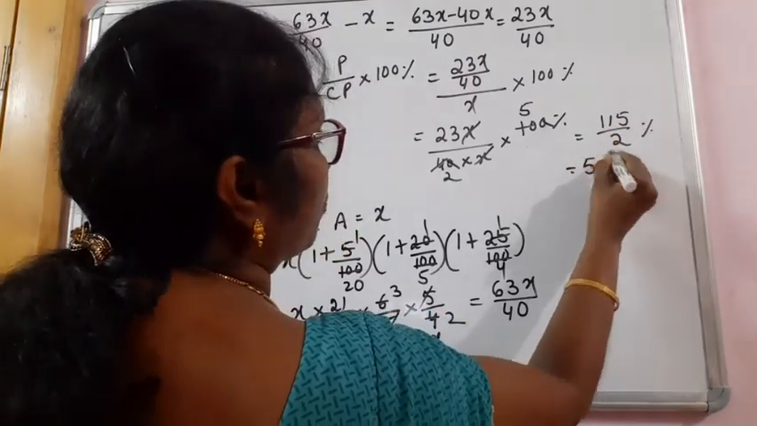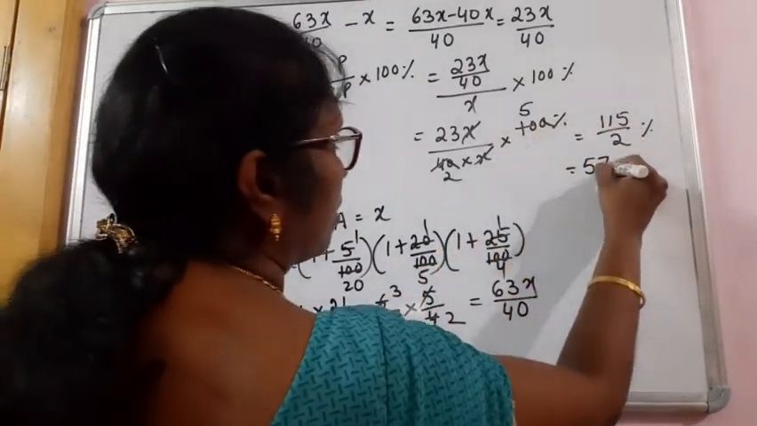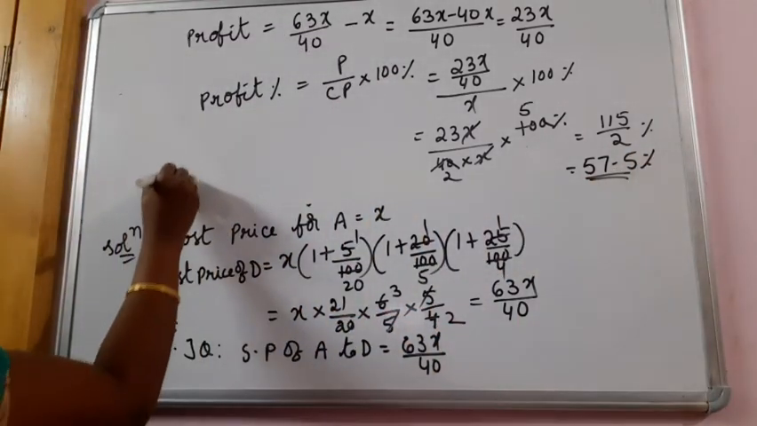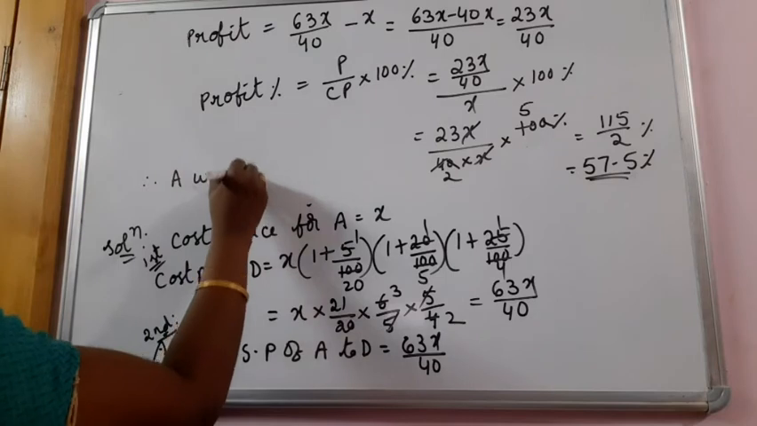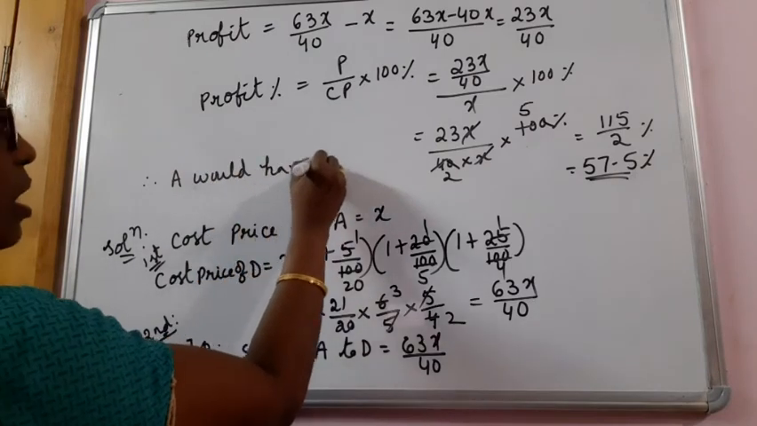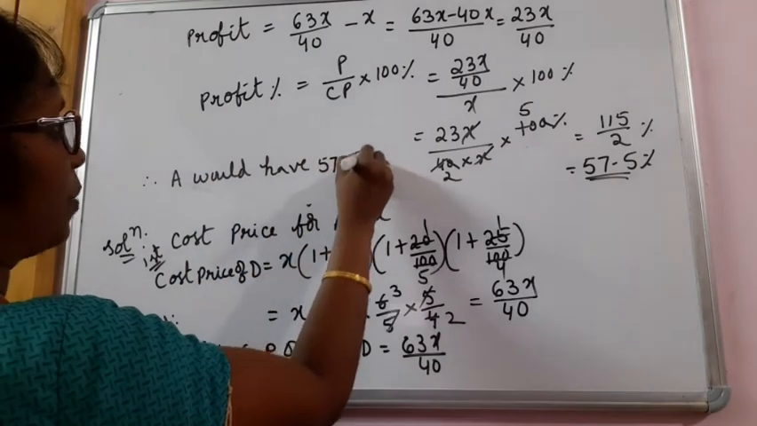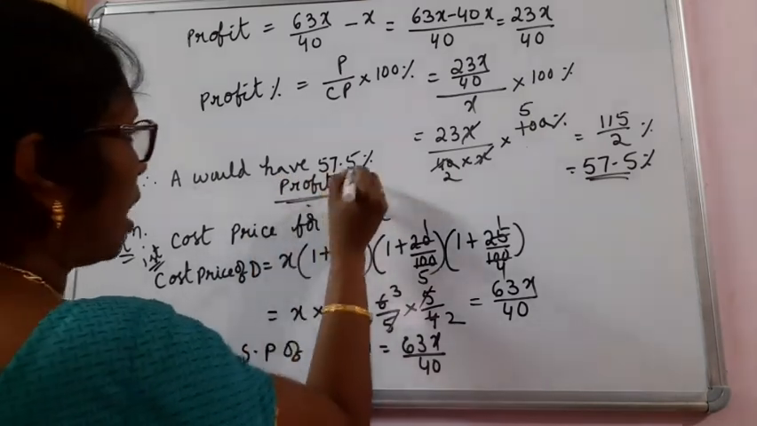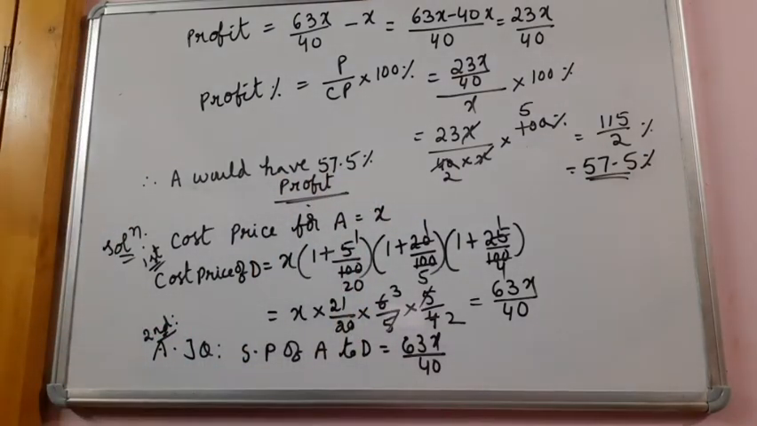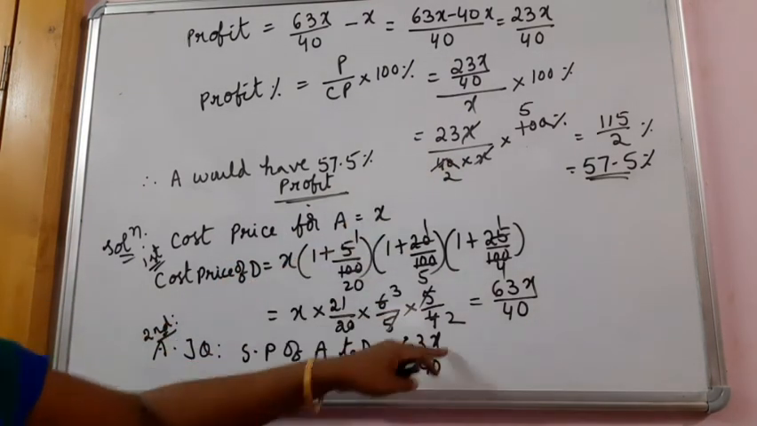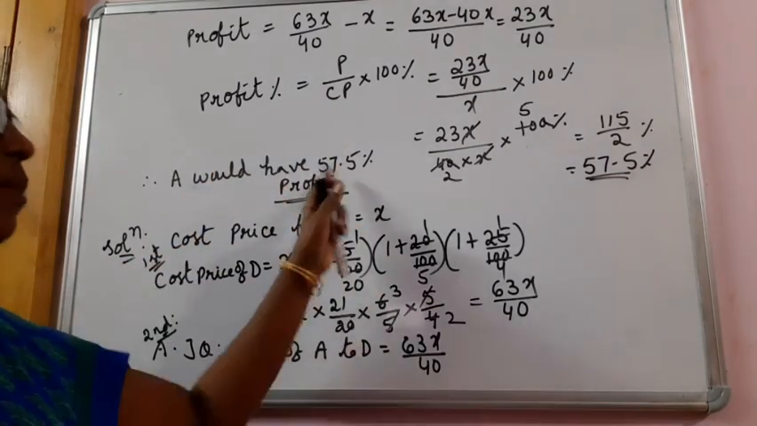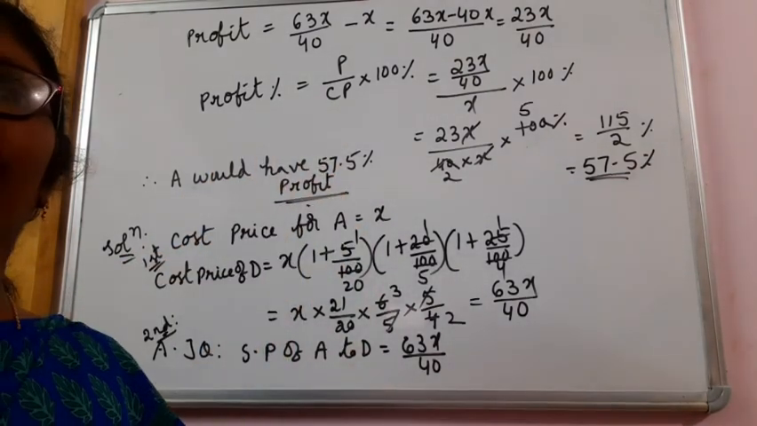That means 57.5%. Therefore, A would have 57.5% profit. Okay, I hope this is clear to you. If A would have sold to D directly at this price, A would have got 57.5% profit. Thank you.